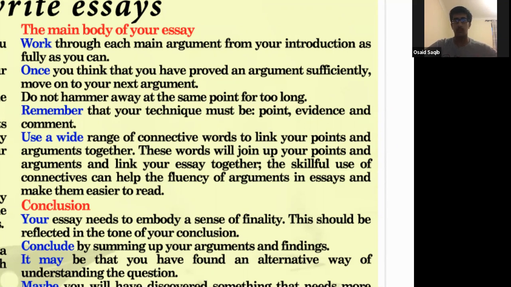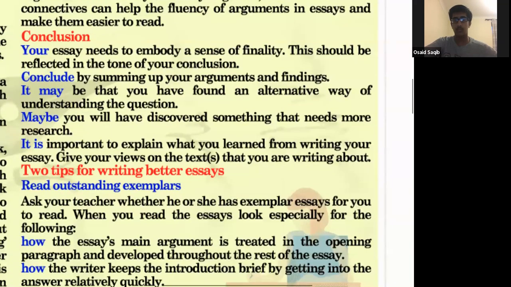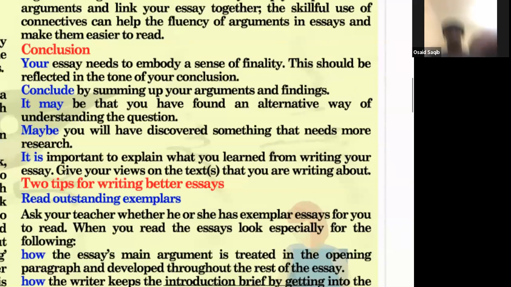Use a wide range of language techniques. Remember, we were looking at language techniques a couple of weeks ago, and we listed them all and went through them in detail. So use connective words to link your points and arguments together. These words will join up your points and arguments and link your essay together. The skillful use of connectives can help the fluency of arguments in essays and make them easier to read as well. Let's go into the last bit, which is the conclusion.